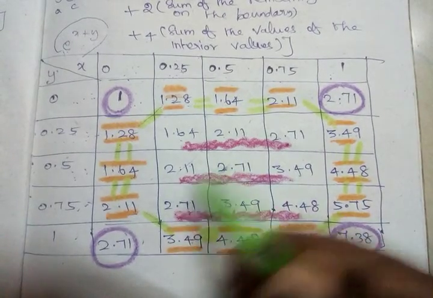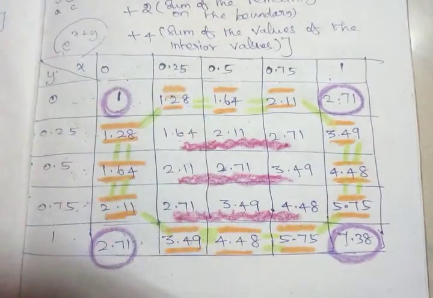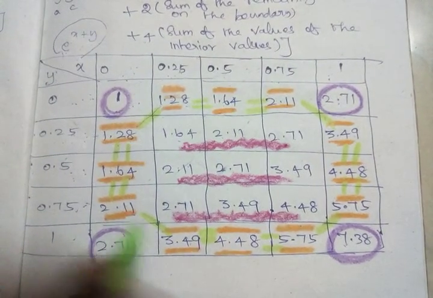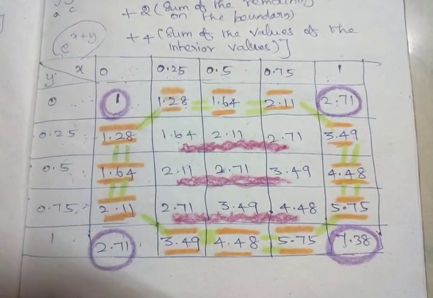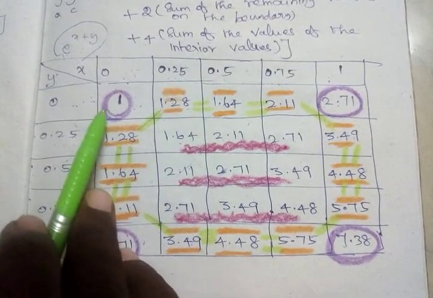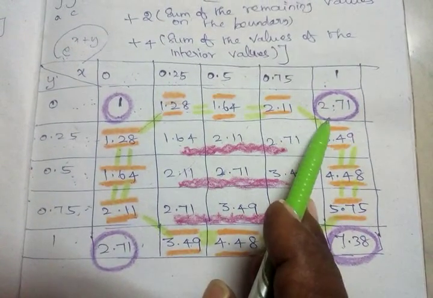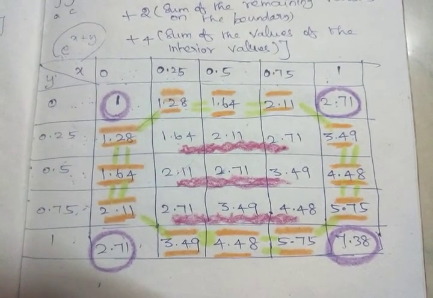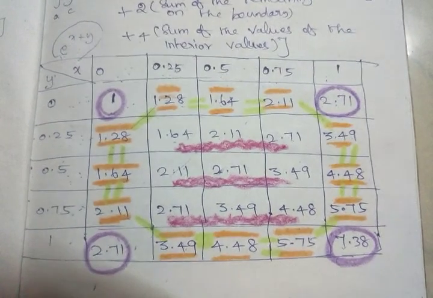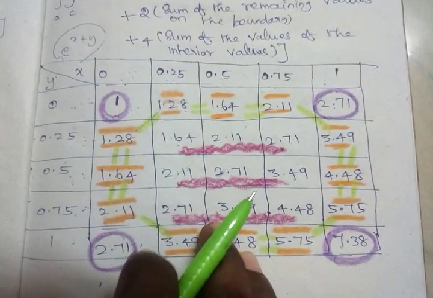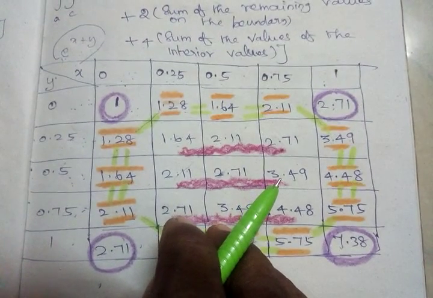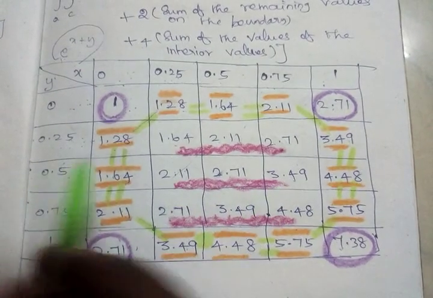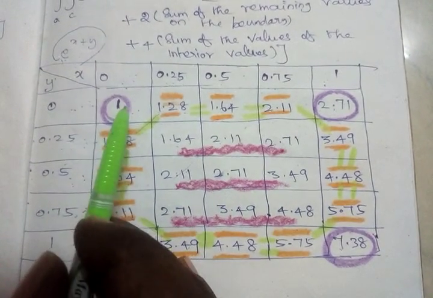symmetric. Okay. So first of all we have to formulate a table and find all the values. Here the formula says sum of the corner values. So the pink colors are corner values, 1, 2.71, 7.38 and 2.7. There are 4 values only called corner values. So take it. And the next one, remaining values on the boundaries. So which terms are boundaries?